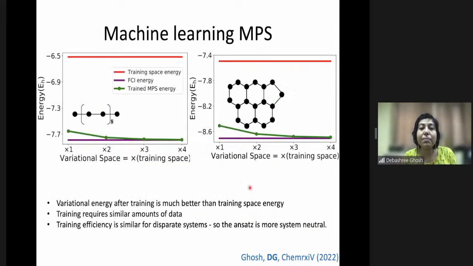So by using this matrix product state as a screening for CI coefficients, we can still train a matrix product state ansatz. And again, you see very good accuracy with respect to full CI numbers. This purple curve is the full CI and the green is our trained MPS energies. And furthermore, it is actually very system neutral. This is a kind of two-dimensional system, and this is a very one-dimensional system. You see that efficiency is almost similar for both. This paper is right now just about available in ChemRxiv. We have submitted it, but it's still open access in ChemRxiv.